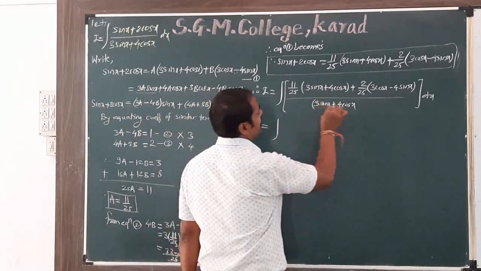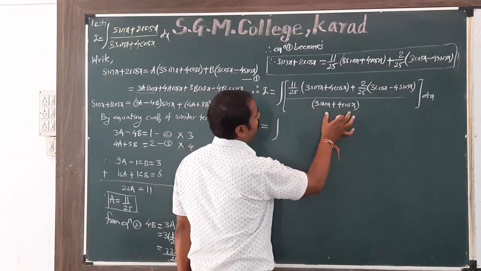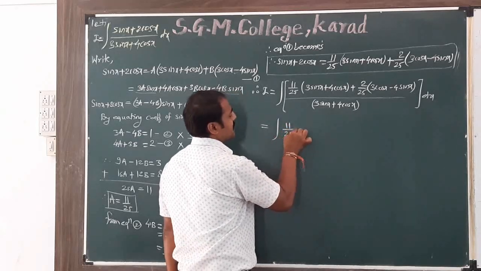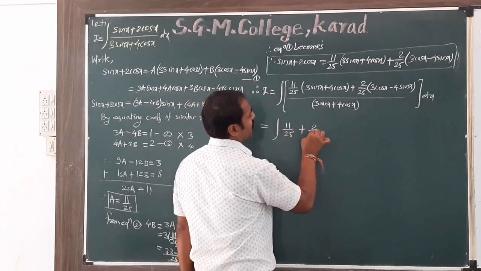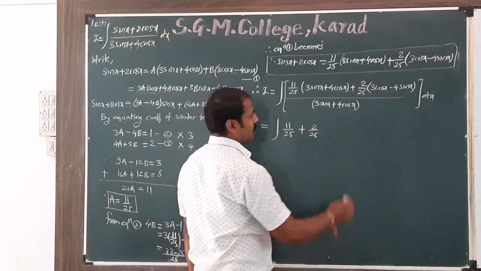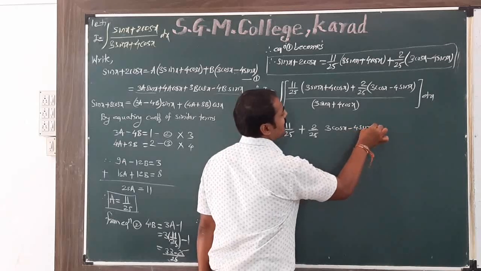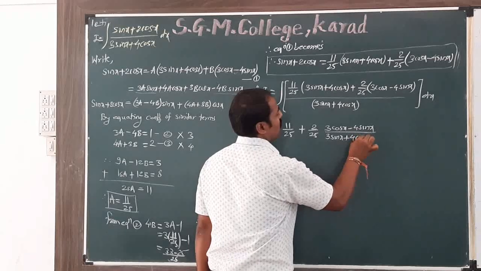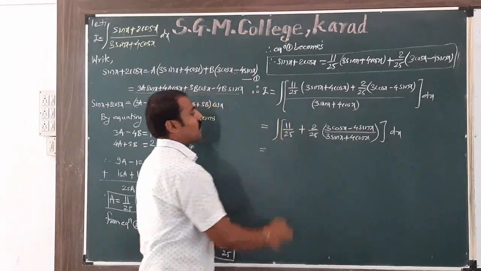When we separate the denominator to both the terms, here 3 sin x plus 4 cos x divided by 3 sin x plus 4 cos x gets cancelled, and it remains only 11 upon 25 plus 2 divided by 25 is constant, and we know that denominator of numerator comes in denominator. Okay, so here is term (3 cos x minus 4 sin x) divided by (3 sin x plus 4 cos x) dx.